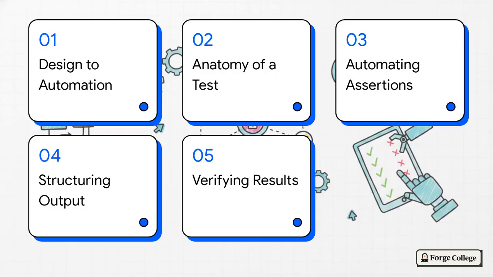All right, so today's blueprint is broken down into 5 systematic phases. We've got 1. From design to automation. 2. Anatomy of a test. 3. Automating assertions. 4. Structuring output. And 5. Verifying results. Let's get right into it.